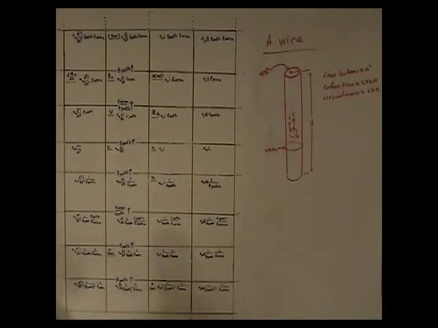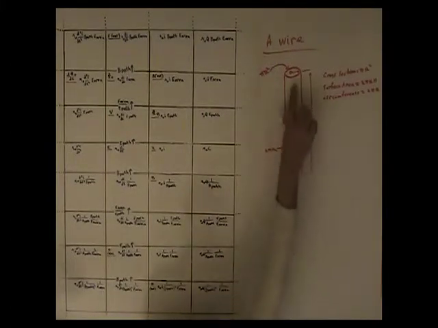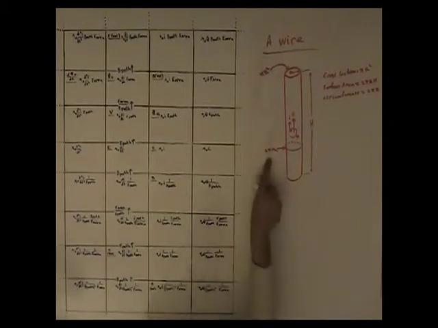Alright, let's look at a wire. It's pretty straightforward. It's sort of a cylindrical object. It has a length or a height we'll call h, and a radius called r. It certainly has a cross-section area of pi r squared, a volume of pi r squared h, and a circumference of 2 pi r.